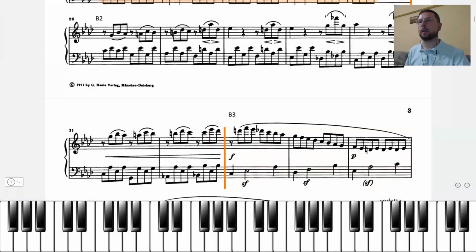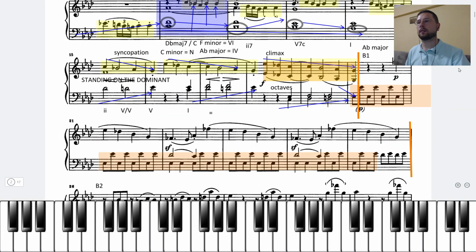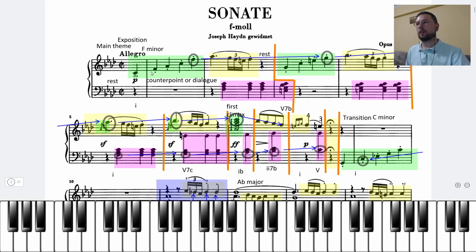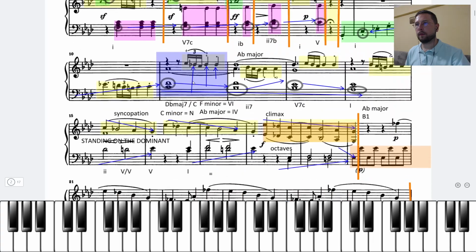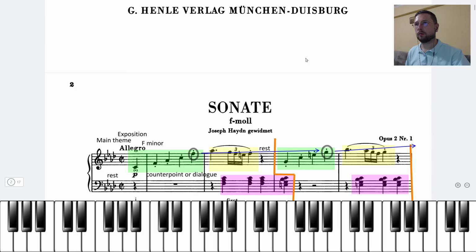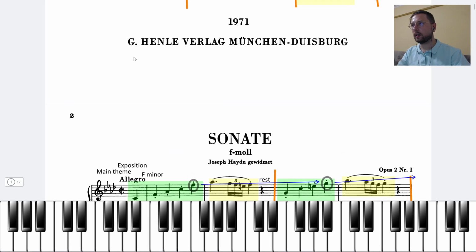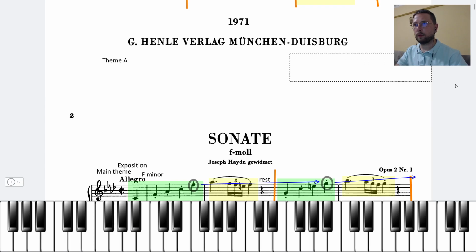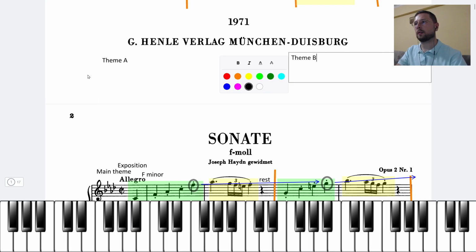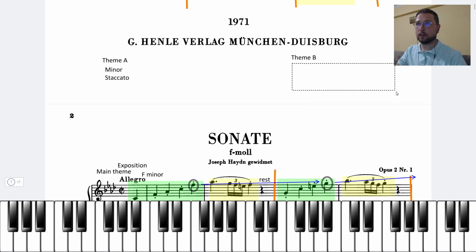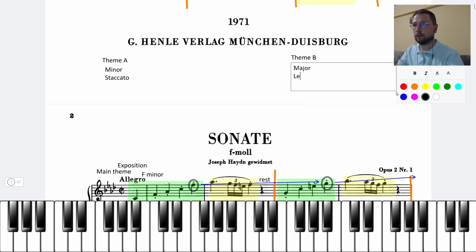The second theme is a very peculiar one because it's a perfect counterexample of what the main theme is. So let's just try to make sense of that. As we can see, the main key here, and I'd like for that probably to write it above. So we'll be having here theme A, and here we'll be writing theme B, and we'll put all of the characteristics. So theme A, it's in a minor key, and it starts with staccato. Theme B, it's in a major key, and it starts with legato.